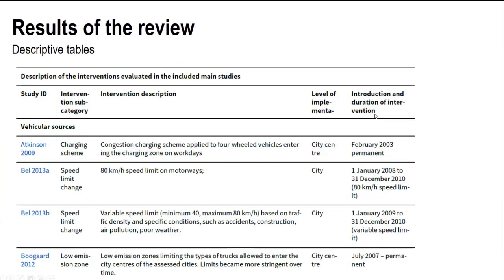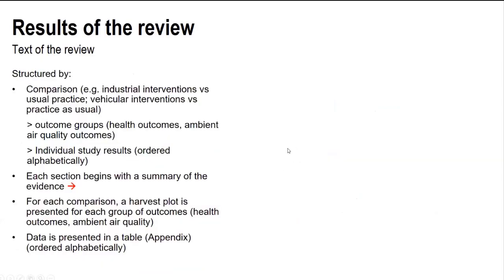When we get to the results of the review, they've got these nice descriptive tables that talk through or provide information about each of the interventions. So here we've got vehicular interventions, and we've got subcategories within there, the type of intervention, along with the description. The review was structured by comparison. So there were lots of interventions, as I said: industrial interventions, vehicle interventions. So it was separated by comparison.